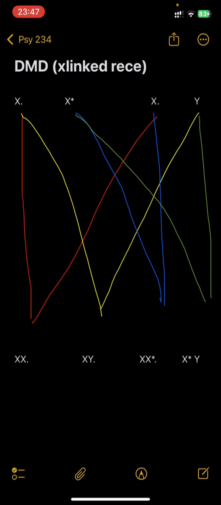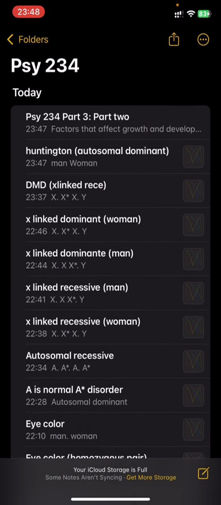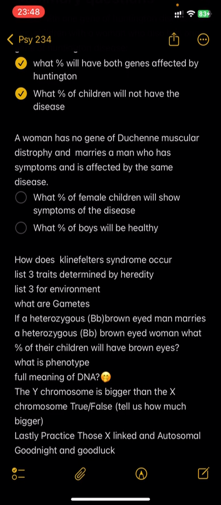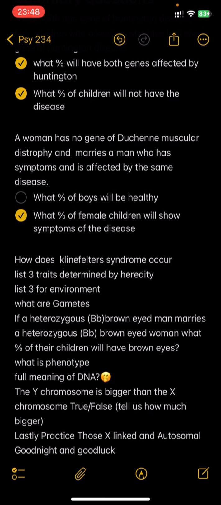Now, DMD. This one is an X-linked recessive disorder. My first question, what percent of female children will show symptoms of the disease? My question is a trick question. Females cannot show symptoms of the disease. I should have paused before I paused for you. But anyhow, female children cannot show symptoms of this disease because they have another X that will counteract it. So, trick question. If you were trying to solve it, sorry.